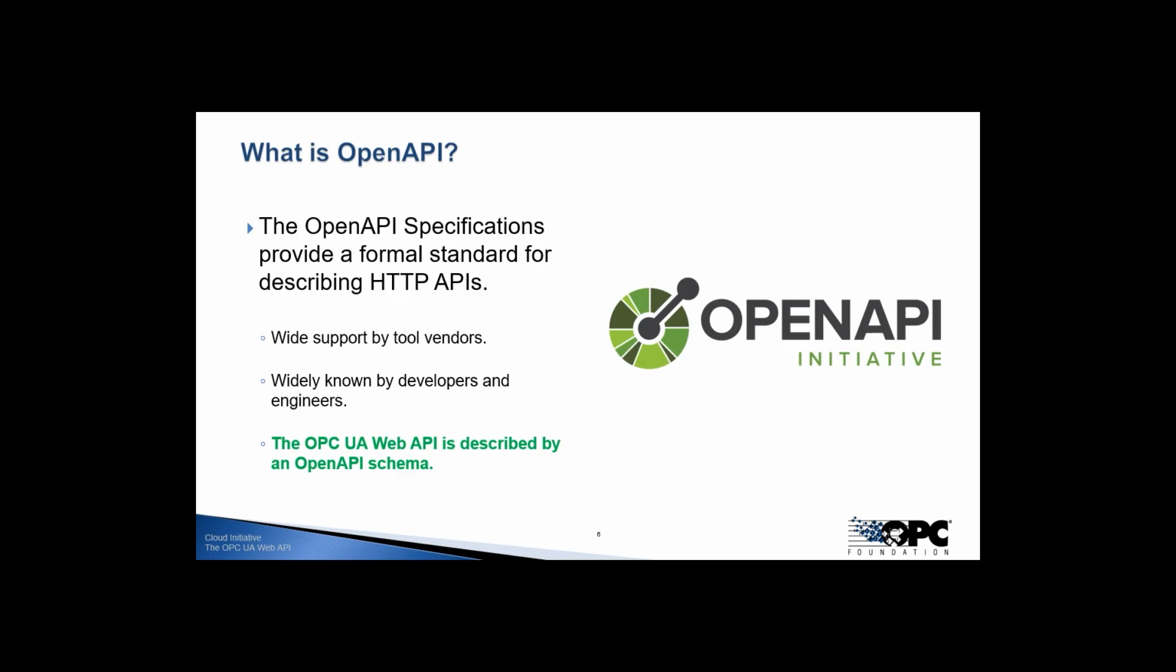And the OPC UA Web API is described by an OpenAPI schema, which means you can just grab this schema, it's available on GitHub, and you can ingest it into your favorite tools, and you can get up and going very quickly with development using the OPC UA Web API.